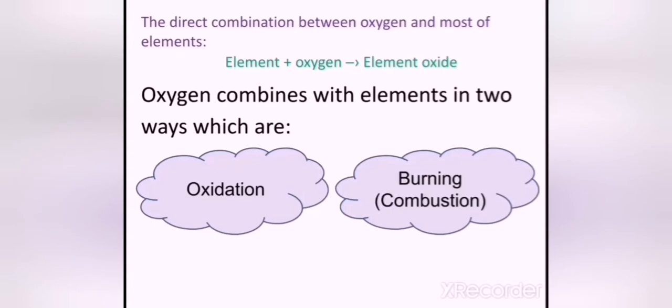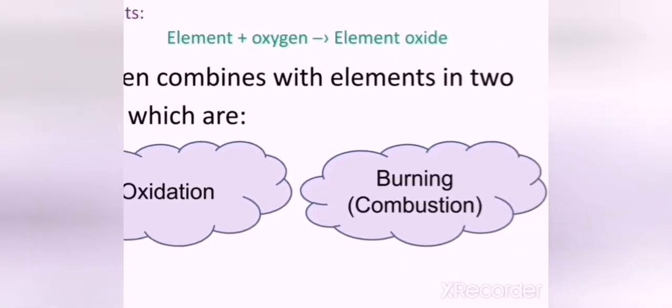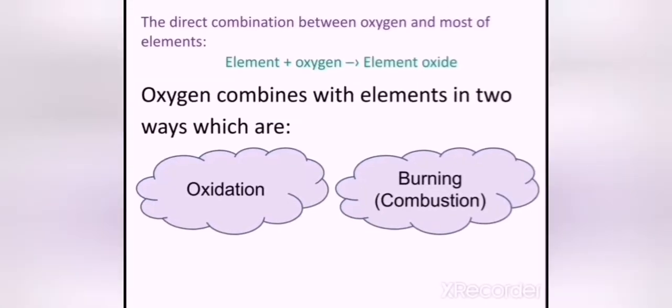Now we will talk about the direct combination between the oxygen and most of the elements. The oxygen can combine with any element to produce element oxide. The oxygen can combine with the elements in 2 ways: by oxidation or by burning, or combustion.